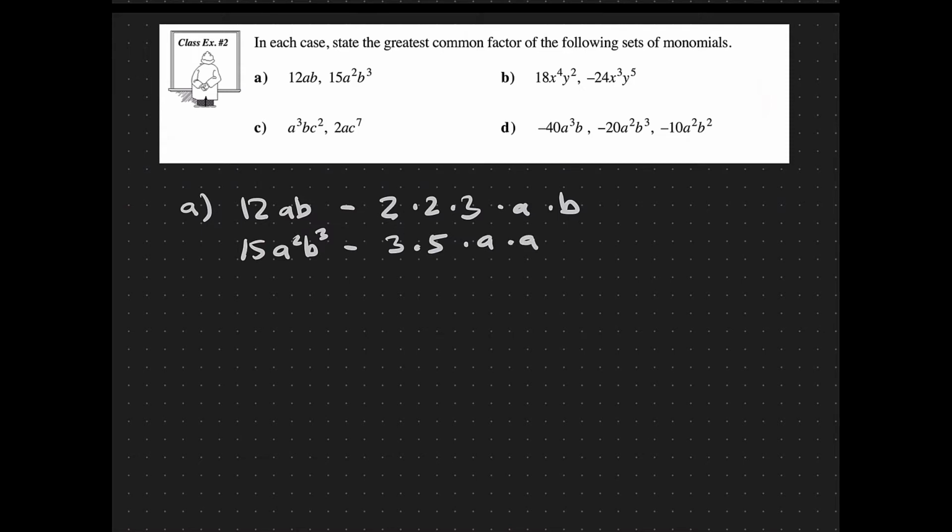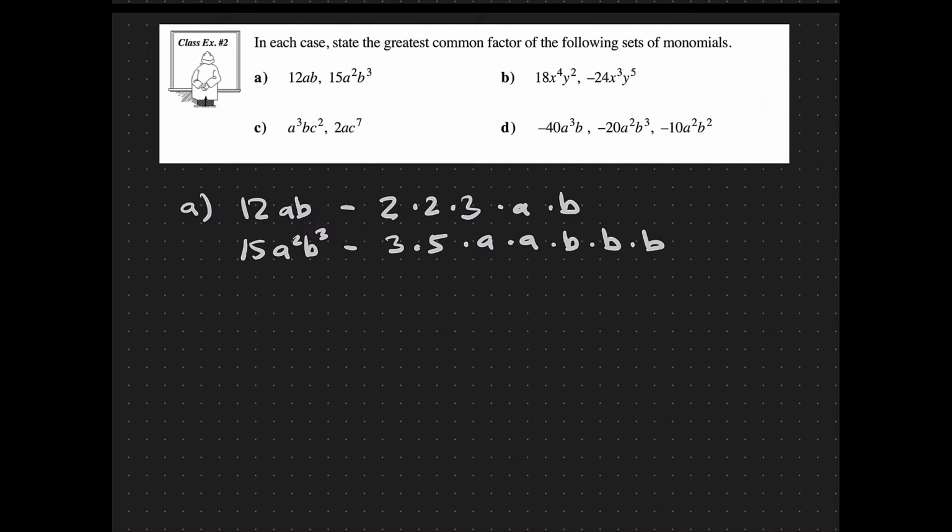Okay, class example 2 is basically saying determine the greatest common factor for each of these sets of monomials. So let's just go through it really quickly. A, 12ab, what does this break down into? It breaks down into 2 times 6. 6 breaks down into 2 times 3, and I have a times b. And the other part of that was 15a squared b cubed. And 15 breaks down into 3 times 5 times a times a times b times b times b.